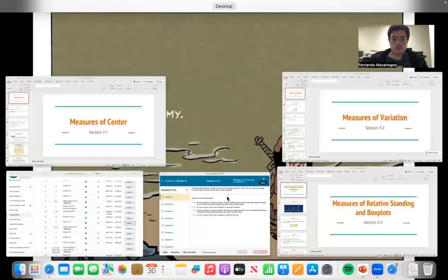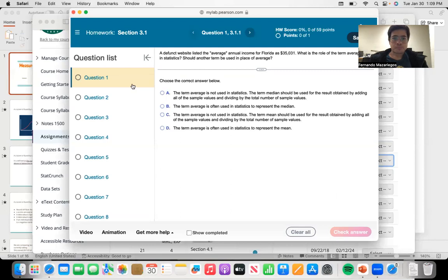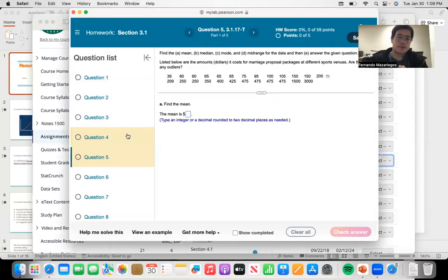Okay, so this is section 3.1. This section deals with measures of center, and we know that that's a way of describing the whole data set with only one value. Let's try to find that one value that represents the whole data set. And we learned a couple of different ones.